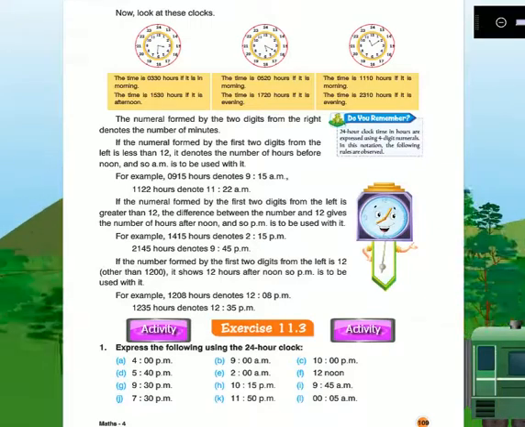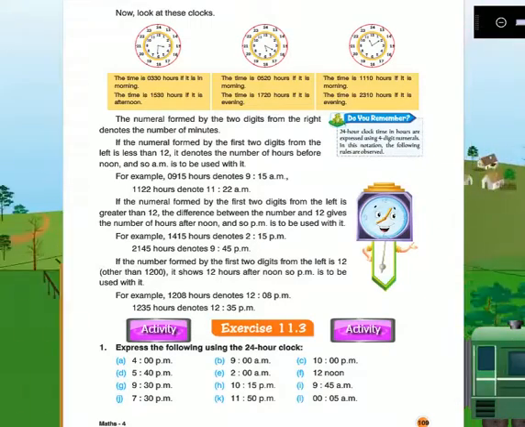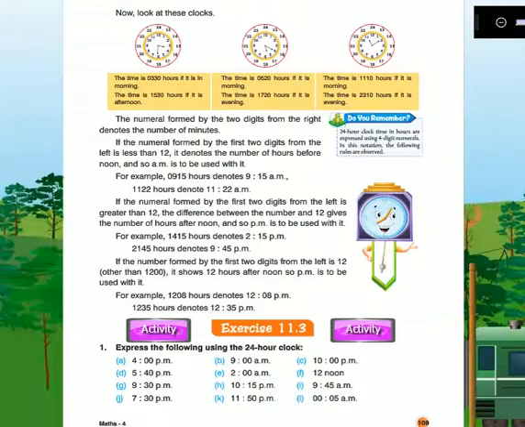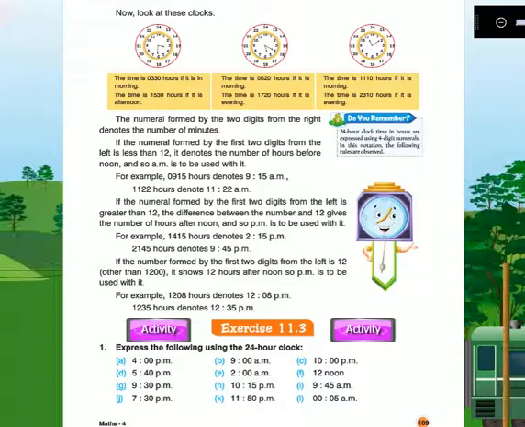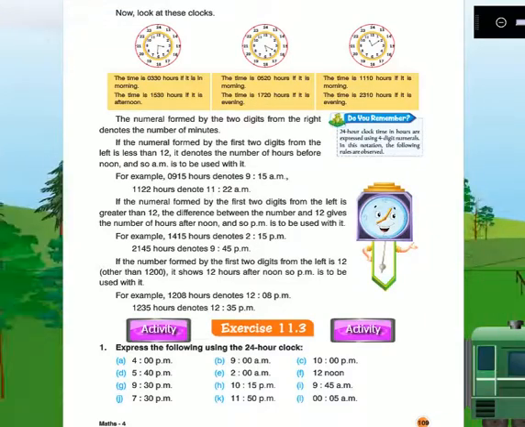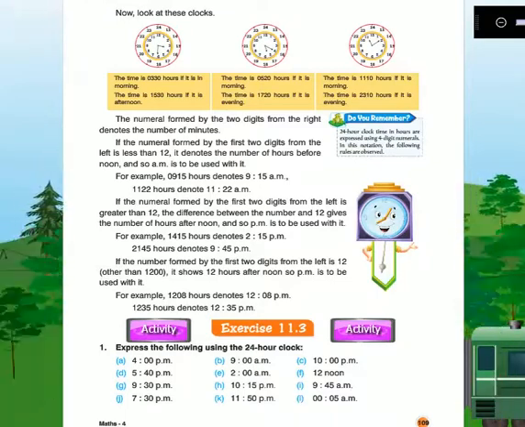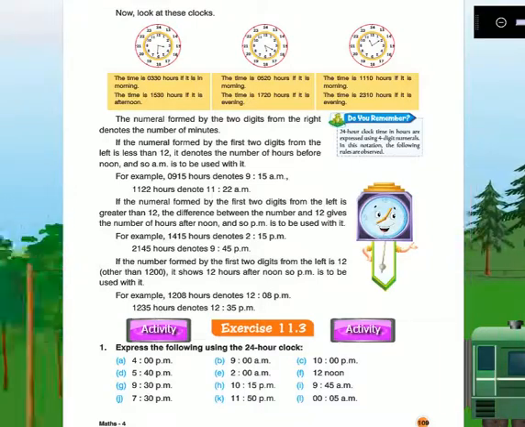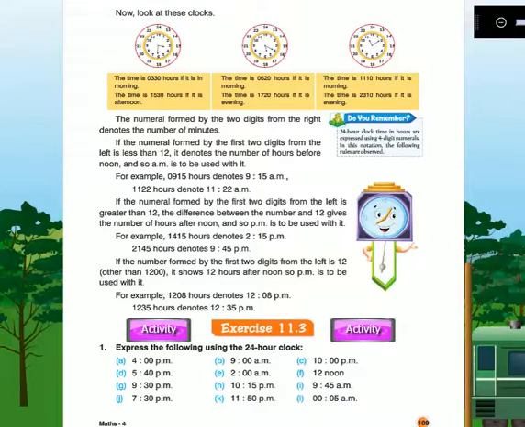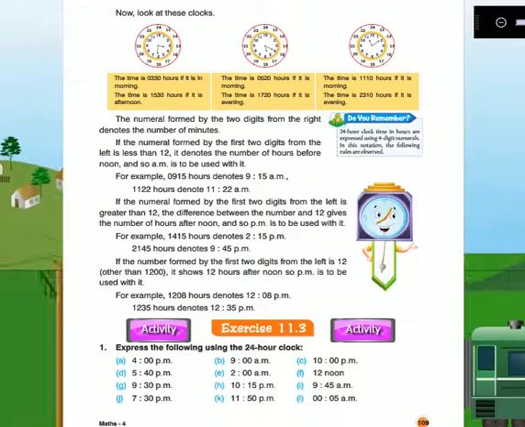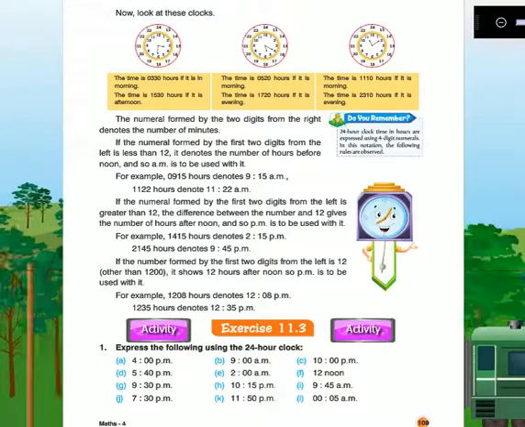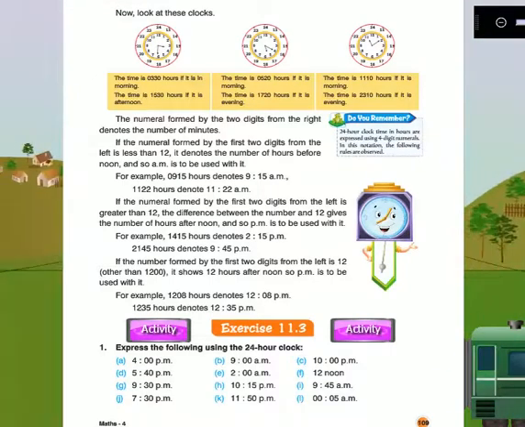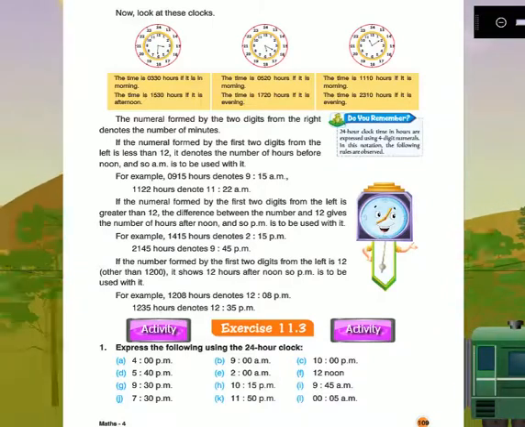Do you remember? 24-hour clock times in hours are expressed using 4-digit numerals. In this notation, the following rules are observed. The numeral formed by the 2 digits from the right denotes the number of minutes. If the numeral formed by the first 2 digits from the left is less than 12, it denotes the number of hours before noon, and so AM is to be used with it. For example, 0915 hours denotes 9:15 AM. 11:22 hours denote 11:22 AM.